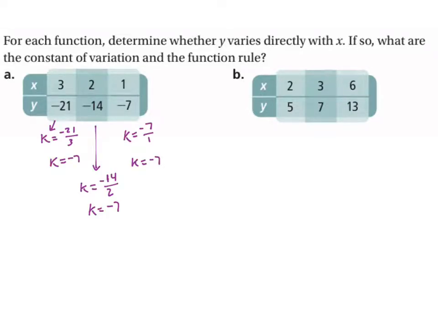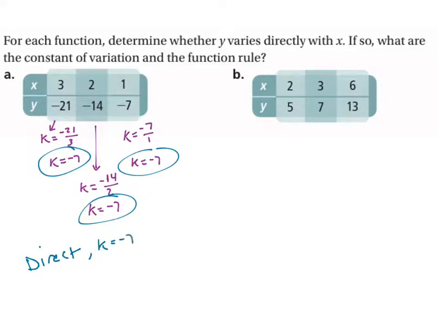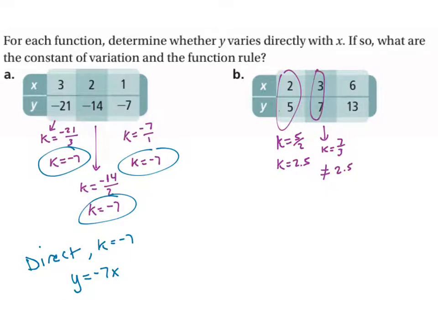For problem A here, we see that all of our constants of variation, when we test them, are -7. So this is going to be direct. Our k value is -7, and then our function rule would be y equals -7x. In question B here, we tested the first group, and we got 5 divided by 2 is 2.5, so k would be 2.5 here. We move on down, we've got 7 divided by 3, which is not 2.5, so I can stop there because now I know this is not direct. Since the two k values did not match.